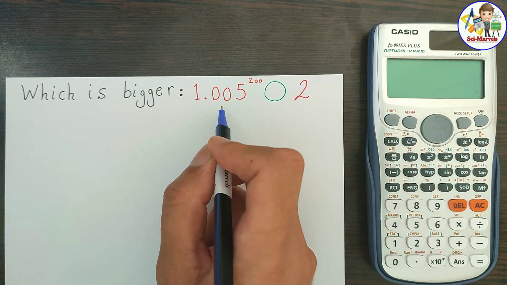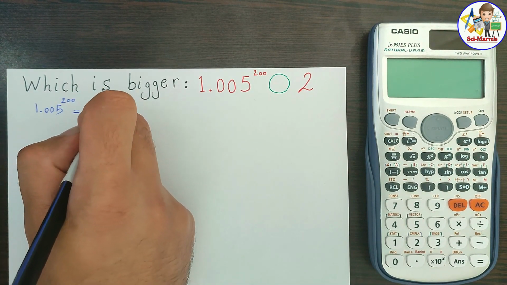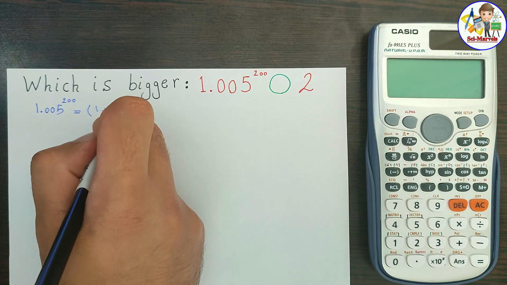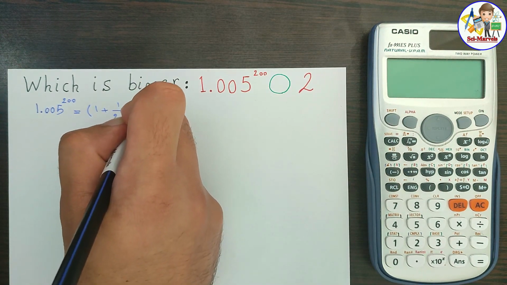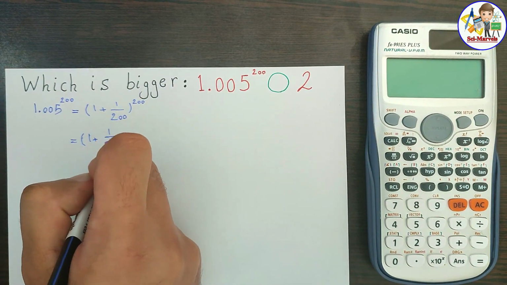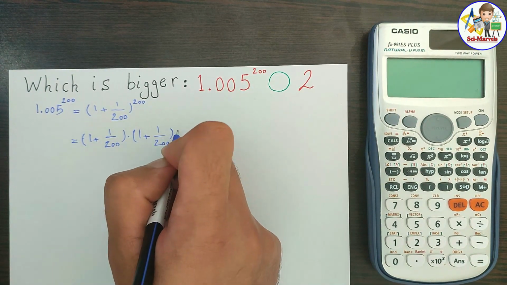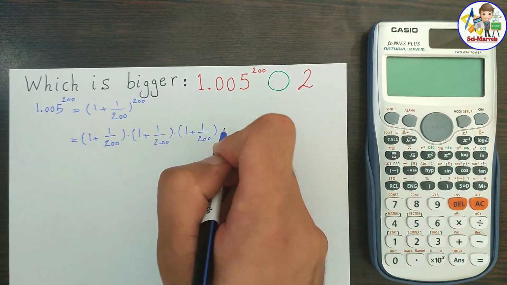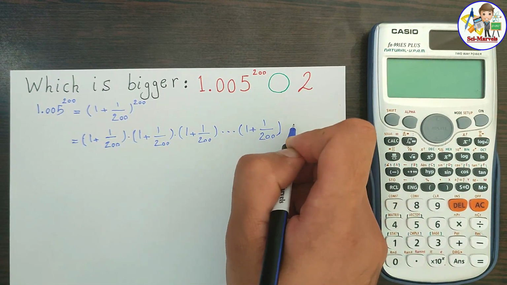We can write this number as a fraction. So 1.005 to the power of 200 equals (1 plus 1 over 200) all to the power of 200. Now I'm going to write some of these terms. First one, 1 plus 1 over 200. Second one, 1 plus 1 over 200. Third one, 1 plus 1 over 200. Just write some of them.